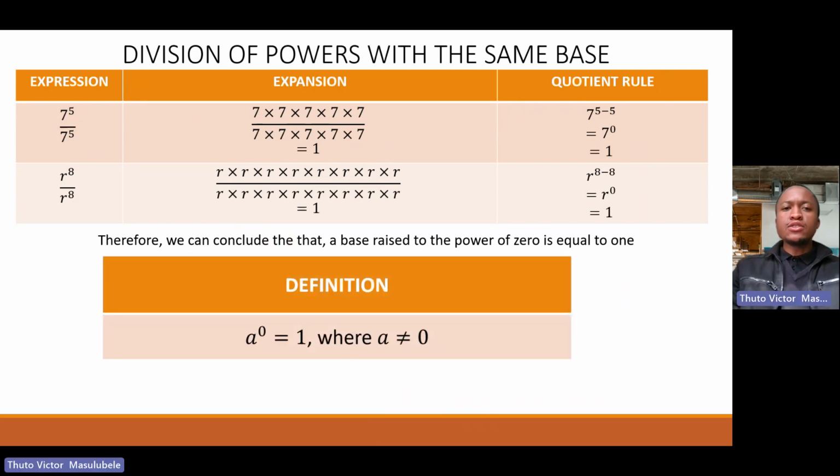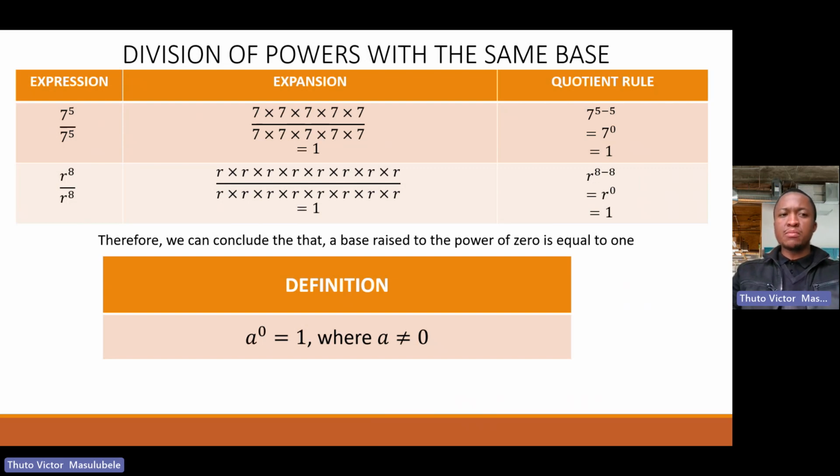Now, in the following slide, we investigate why any base to the power of 0 gives us 1 by definition. And that comes from the quotient rule, or from the second law of exponents. Remember, you learned about division of powers with the same base. When dividing powers with the same base, what you do is that you keep your base and you subtract exponents.